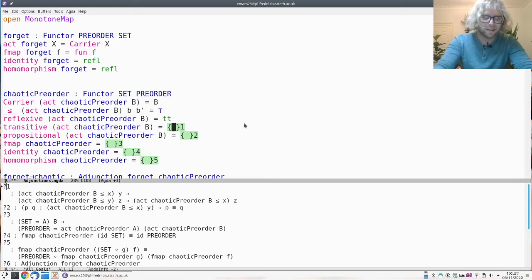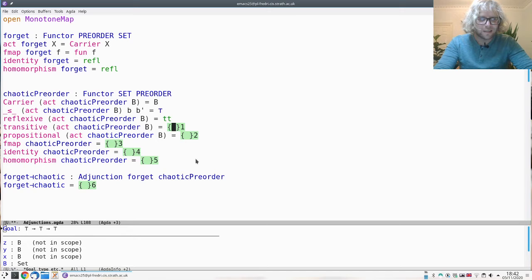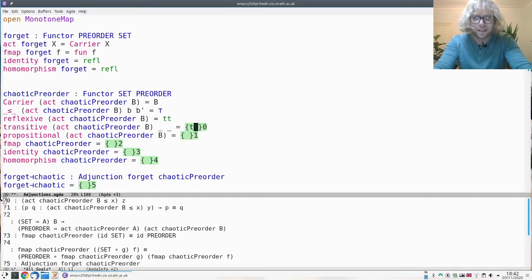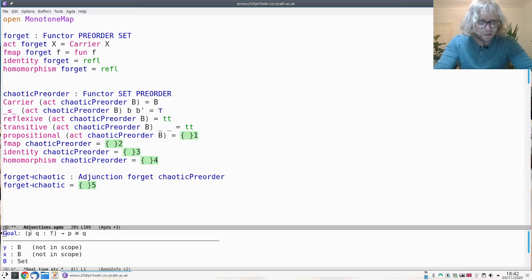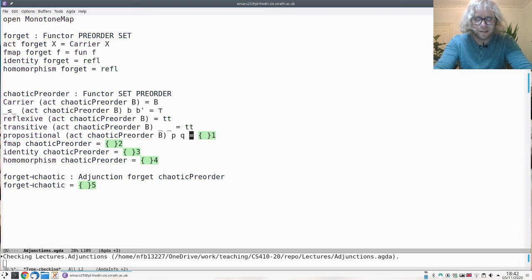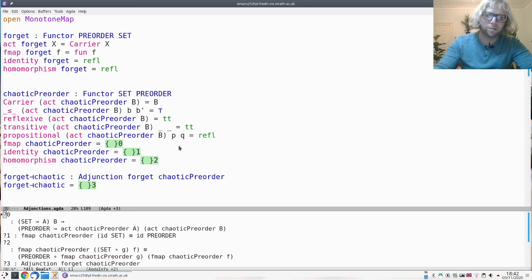And here I have to show that it's transitive. So if A is related to B and B is related to C, then A should be related to C. Well, that's easy because everything is related. So here I don't care, and return tt. And similarly here, I have to show that if I have two proofs in the unit type, then they are equal. But the unit type is the type with exactly one element. So this should just be true, p and q. And they are equal because there's exactly one element, so they must both be that element.